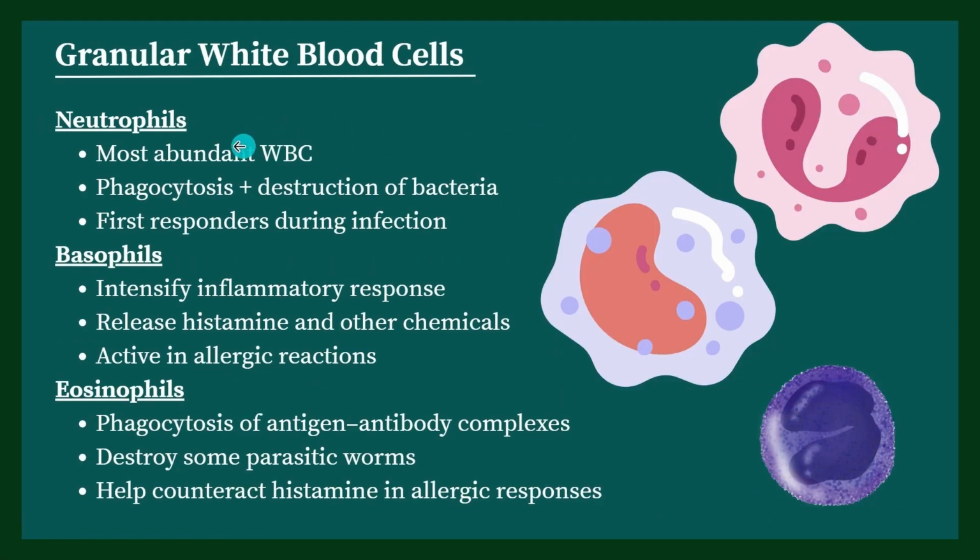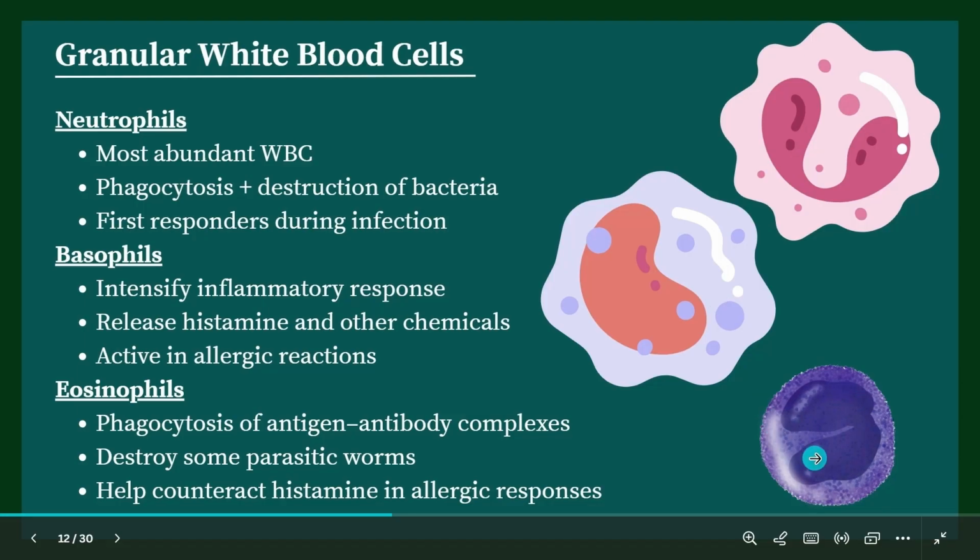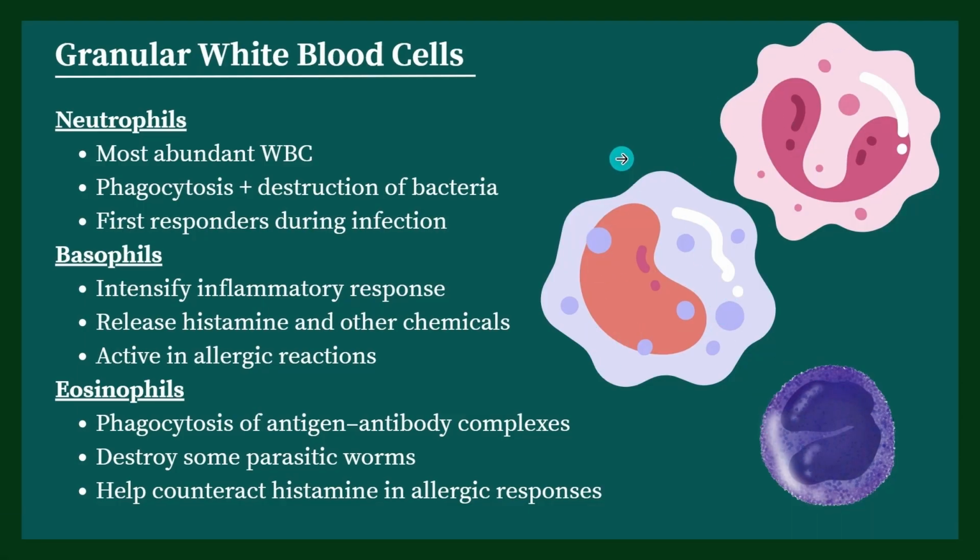Okay, so let's look at the granular white blood cells. That means under a microscope, they look grainy. There's neutrophils, which is the most abundant. These are not an example of what they look like. Neutrophils are the most abundant white blood cell. They do phagocytosis, which means they eat pathogens. Phage means eat, and they destroy bacteria. They're the first responders during an infection.